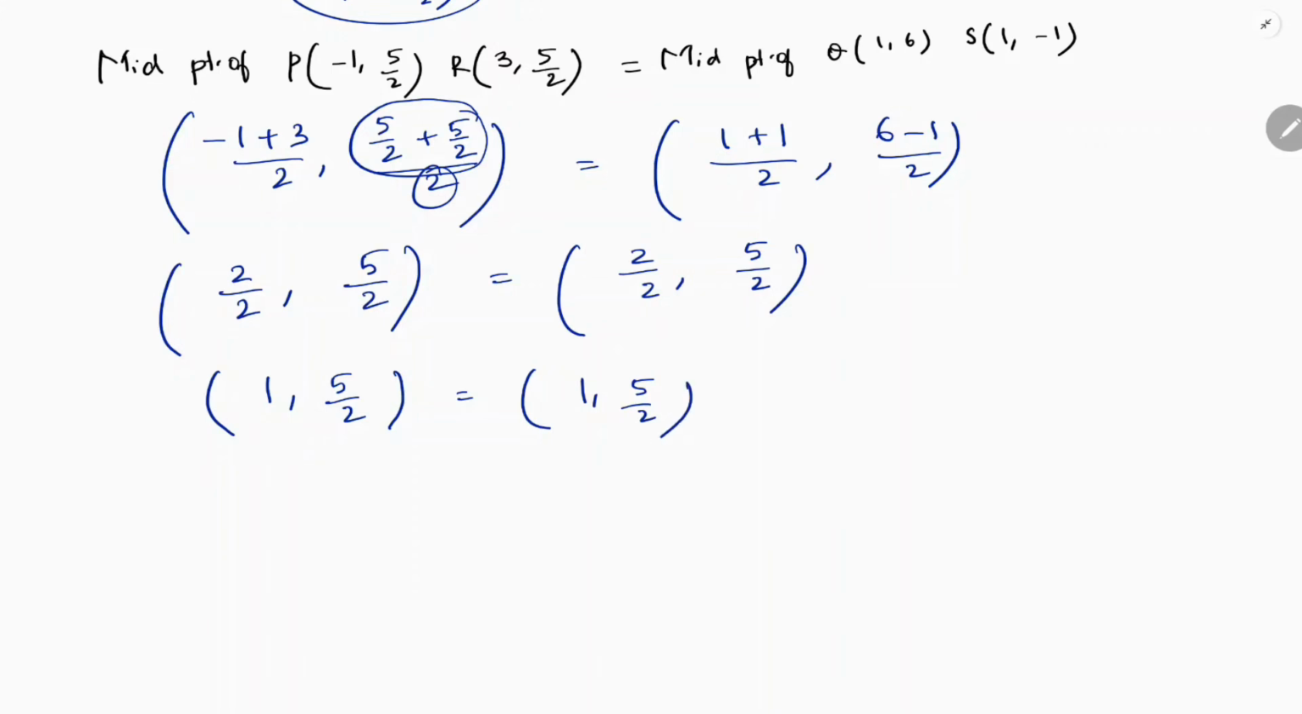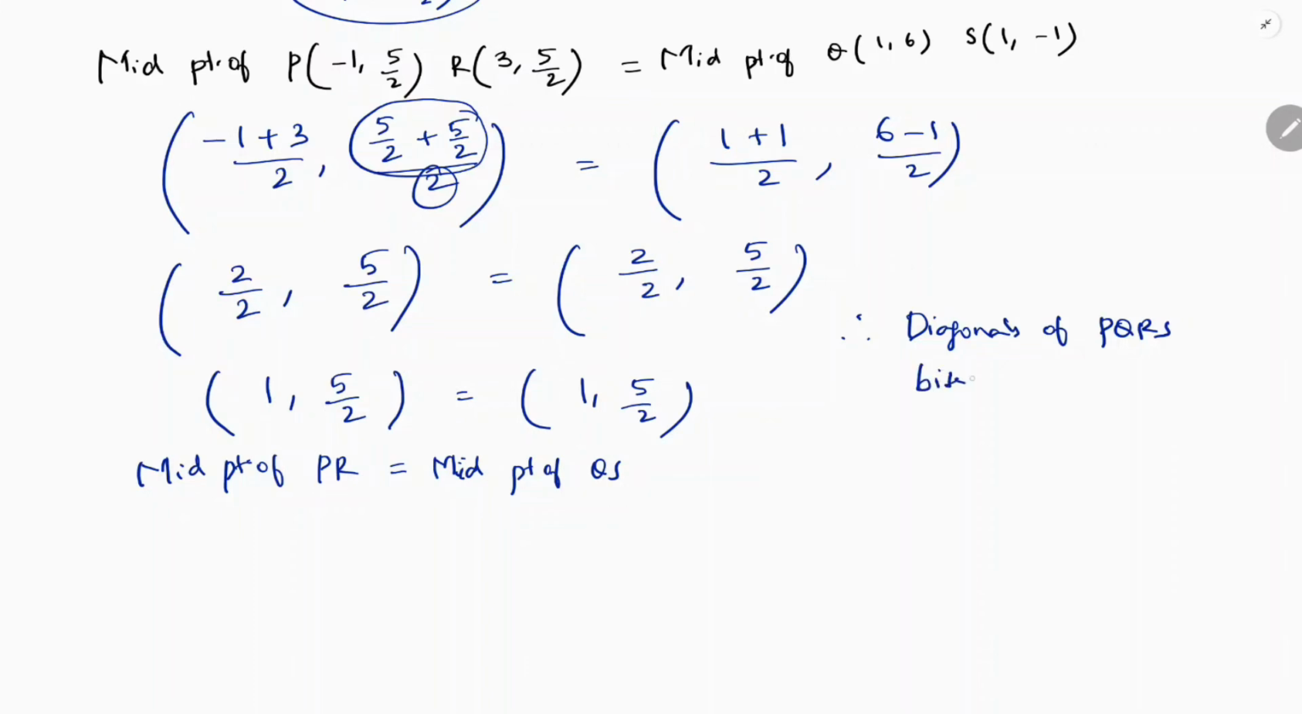So the midpoint of PR equals the midpoint of QS. Therefore, the diagonals of PQRS bisect each other.